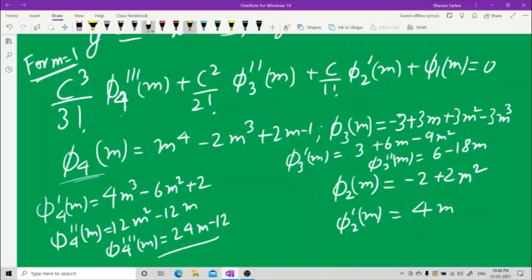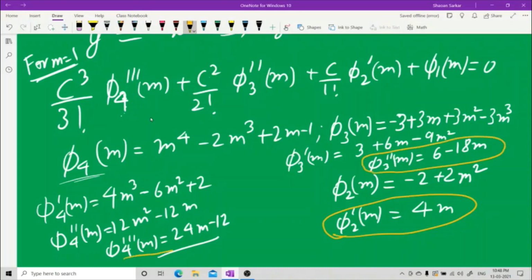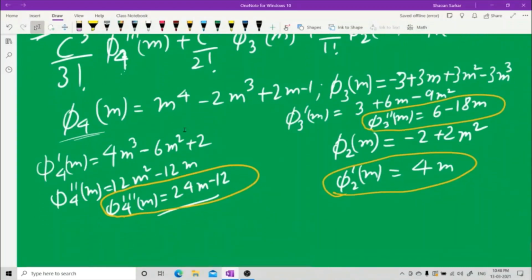So what are the main equations you have got? This is one equation you need, this is the other equation you need, and the other equation is this. You need these 4 equations at m equal to 1. So c cube by 3 factorial means 6. Now put 1 here: phi 4 triple dash at 1 is nothing but 24 minus 12, that is 12.